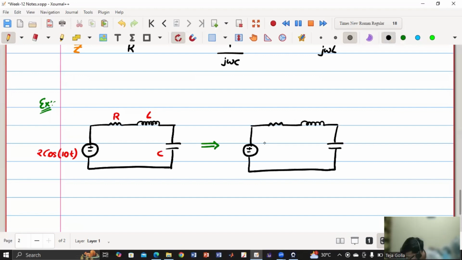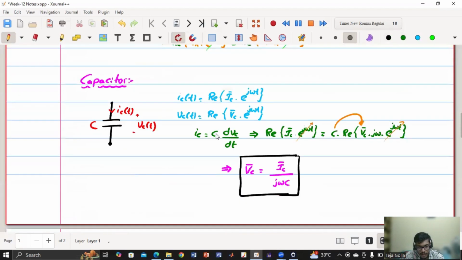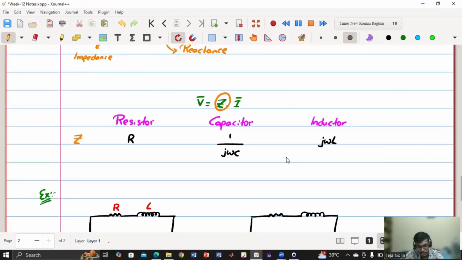So this I am considering as 2 cos 10t. First, everything we will write in terms of real part. For any current or voltage expression, it is real of IC bar into e to the power j omega t. Since e to the power j omega t is there in every term, we need not explicitly write it. We will solve everything in terms of phasor. Once you get the phasor, for calculating the time domain expression, you will write real of that phasor into e to the power j omega t.